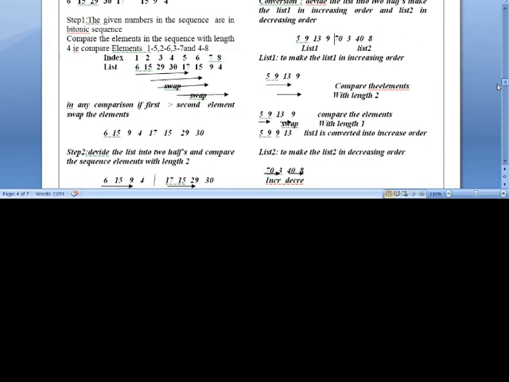I will explain the conversion one more time. See, this is the non-bitonic sequence. Take two lists, divide it into two lists.